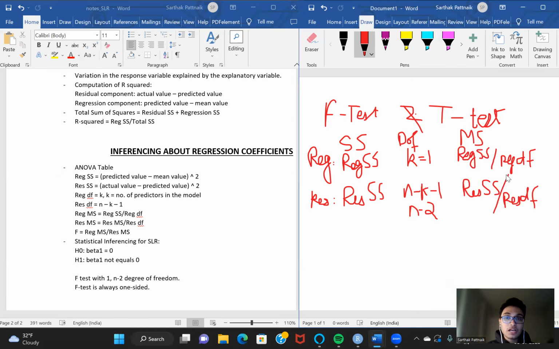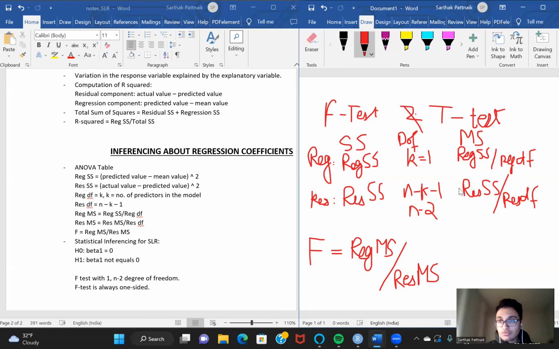And finally, to conduct the F test, you need to calculate your test statistic. So your test statistic for an F test will be regression mean square divided by residual mean square. Okay, and for each of these two values, you can substitute the value from here. This is my value of test statistic.